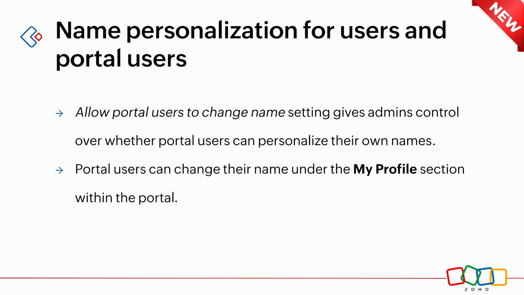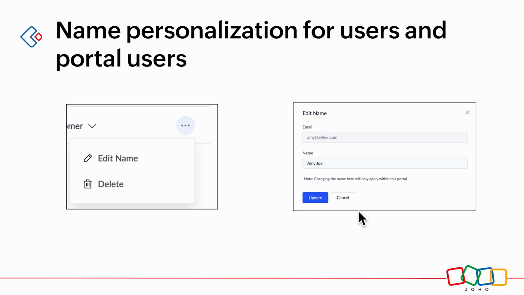But now we are bringing the new product update which gives admins complete control to provide the option of allowing portal users to change their name. When this is toggled, the portal user doesn't need to wait for any request. They can change and customize their own name by themselves. How can they do it? They can go to the My Profile section within the portal and customize their own name. So this is how it's done. As the screenshot shows, edit the name and choose their own name.